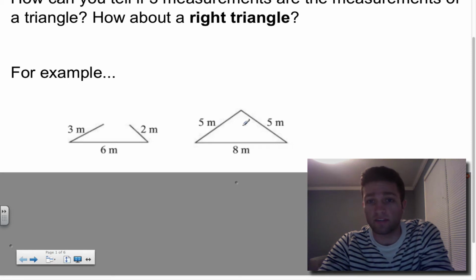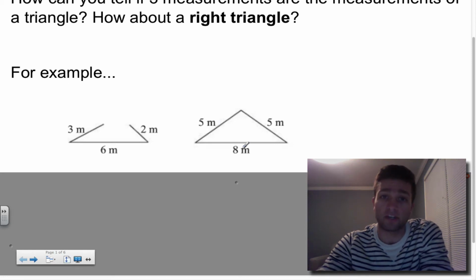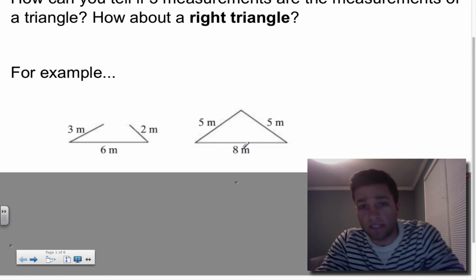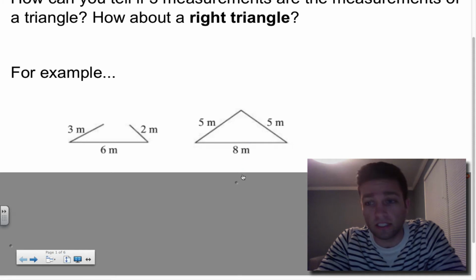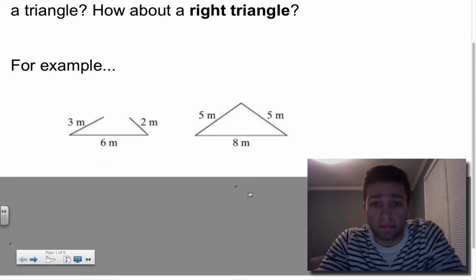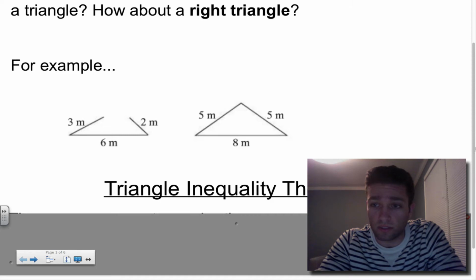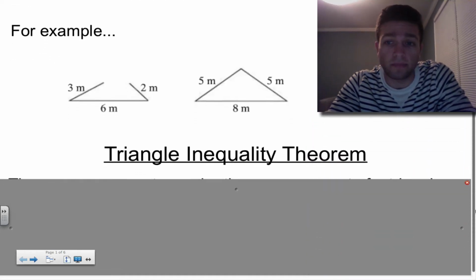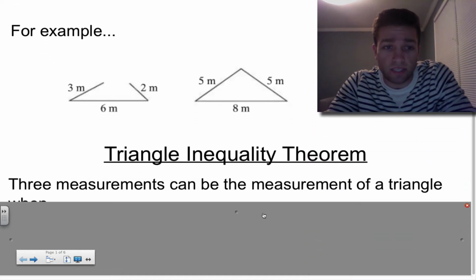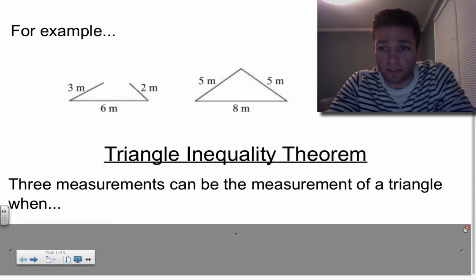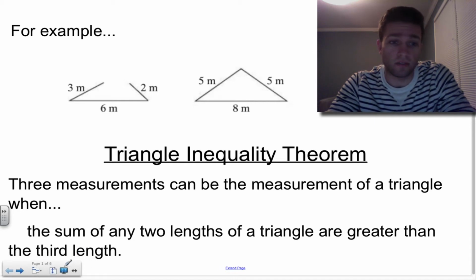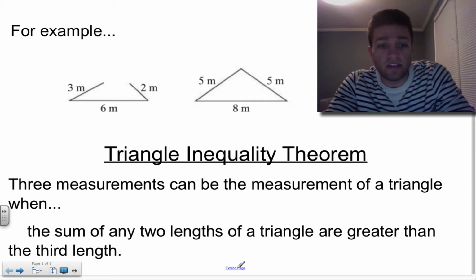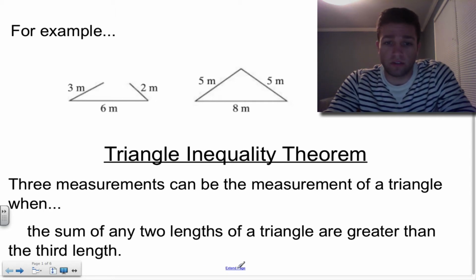These measurements, however, 5, 5, and 8, are a triangle. Now, you don't need to sit there and take a ruler and measure it out and see if it's going to form a triangle. There's a much easier way, and that is through what's called the triangle inequality theorem. What that theorem says is that three measurements can be the measurement of a triangle when the sum of any two lengths of a triangle are greater than the third length.